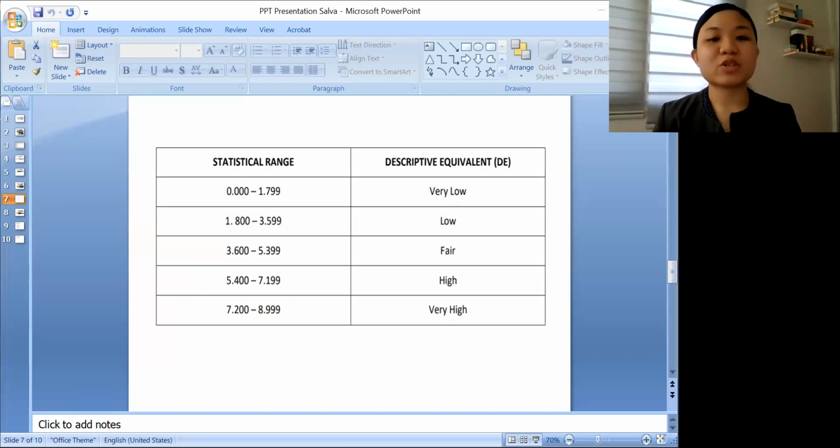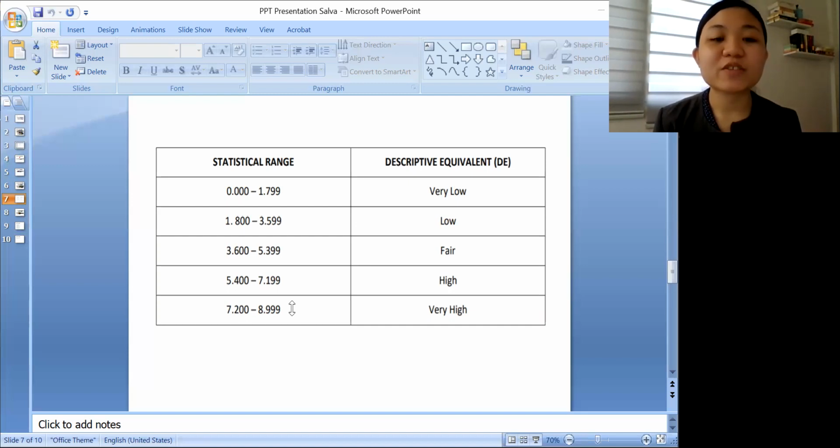For proper interpretation of the data, the following statistical tools were used in the study. For library service quality and general customer satisfaction, the weighted mean was used to determine the three dimensions. As we can see, there is a table with the statistical range and the descriptive equivalent of its range. So 0.000 to 1.799, the descriptive equivalent is very low.